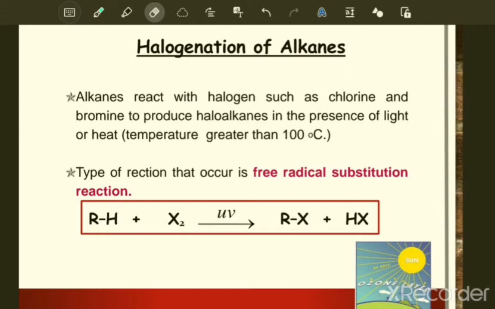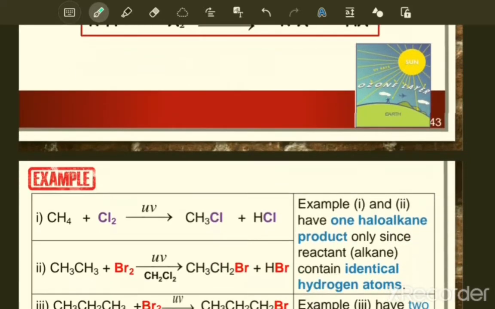So here is the final video for alkanes. Halogenation of alkane is one of the chemical properties of alkane. Alkane will react with halogens such as chlorine and bromine to produce haloalkane. In order for the reaction to proceed, the reaction requires light or heat. The type of reaction is free radical substitution reaction.